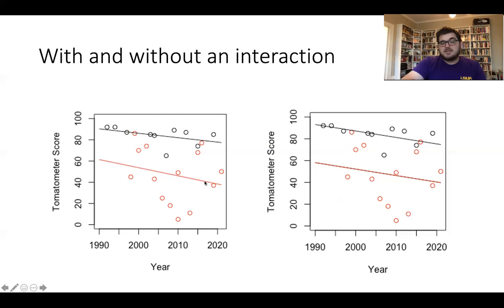Basically, adding an interaction into the model allows you to say that the directors are getting better or worse over time at different rates. So if there was a statistically significant interaction, then Quentin Tarantino could be getting worse over time at one rate, and M. Night Shyamalan will be getting worse over time at a faster rate. That's one potential example of an interaction. But there was no interaction in this data.